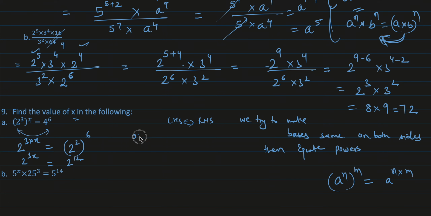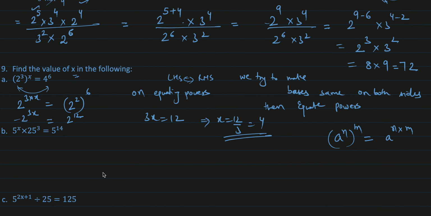Okay, now base is same both the sides. On equating powers on both sides, what we will get? 3x is 12. If 3x is 12, from here x will be 12 by 3, which is 4. Clear? We are done with this. Now let's move to the next question, B part.